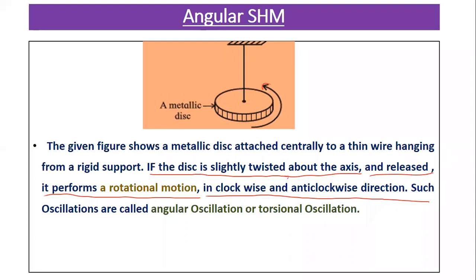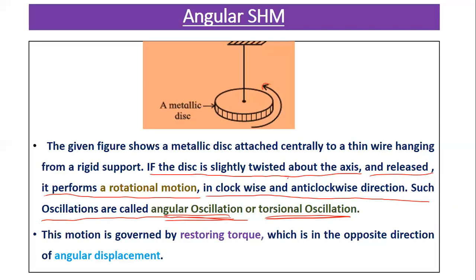So you know that when we pull the bob of the simple pendulum towards one side and release it, it starts moving to and fro about its mean position. Similar to here, once we turn this disc slightly, it starts its motion, clockwise and anti-clockwise. Such oscillations are called angular oscillation. It is also called torsional oscillation.